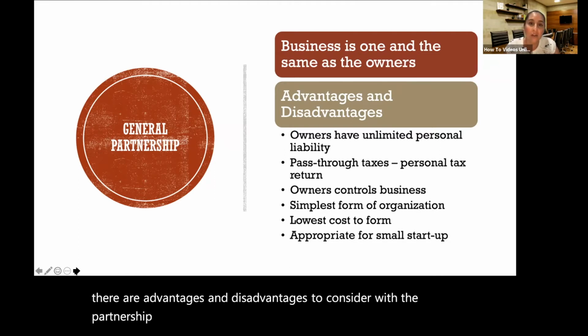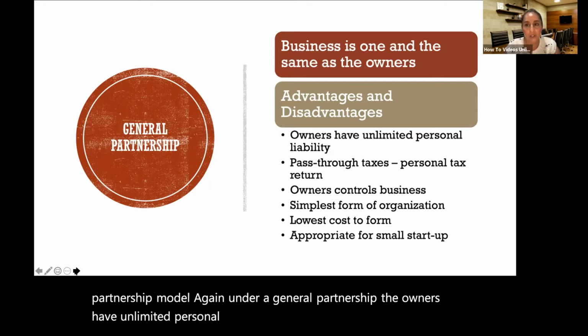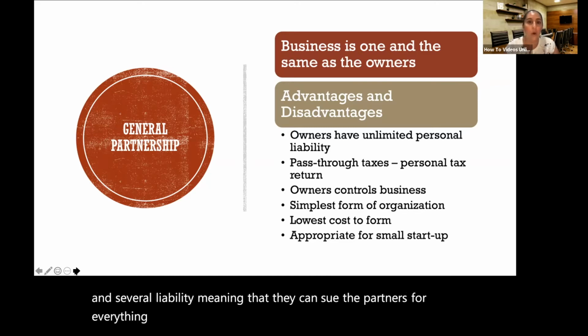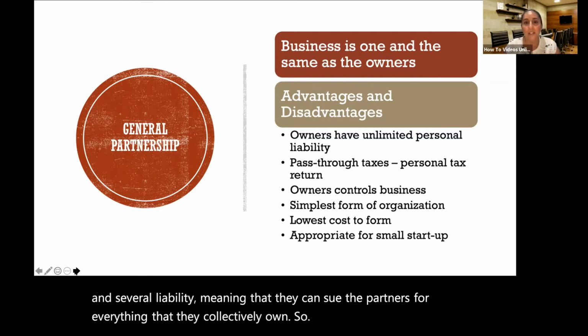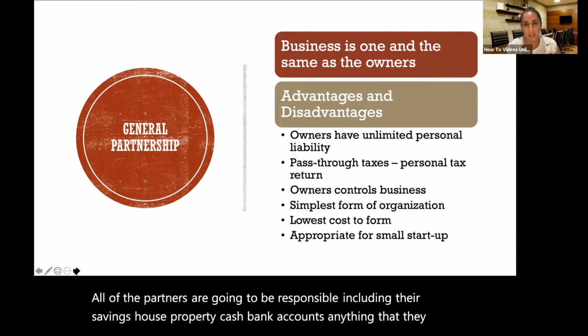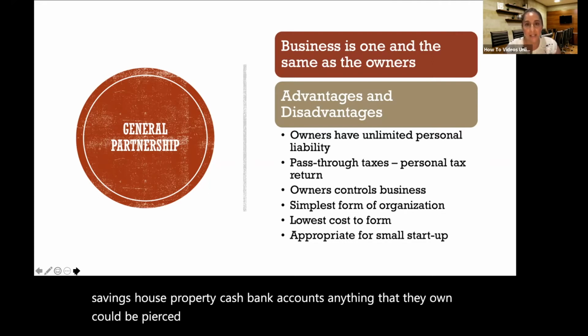Again, under a general partnership, the owners have unlimited personal liability. And this is often referred to as joint and several liability, meaning that they can sue the partners for everything that they collectively own. So all of the partners are going to be responsible, including their savings, house, property, cash, bank accounts, anything that they own could be pierced and taken in the case of a lawsuit.